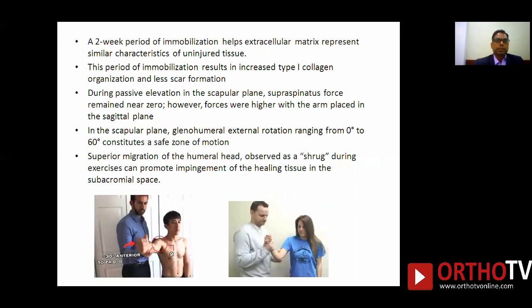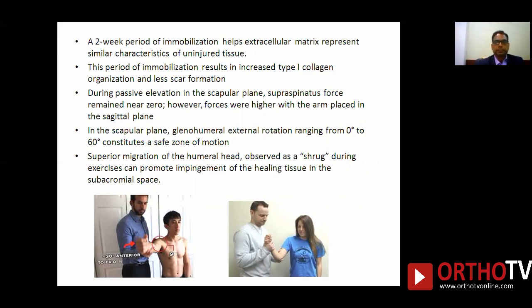During passive elevation, if it is done in the scapular plane at 30 degrees, it causes zero strain on the supraspinatus. But if the same elevation is done in the sagittal plane, that will cause higher forces on the supraspinatus. So the proper way of doing physiotherapy is very important. Similarly, external rotation done from 0 to 60 degrees in the scapular plane causes the least strain on the repaired supraspinatus.